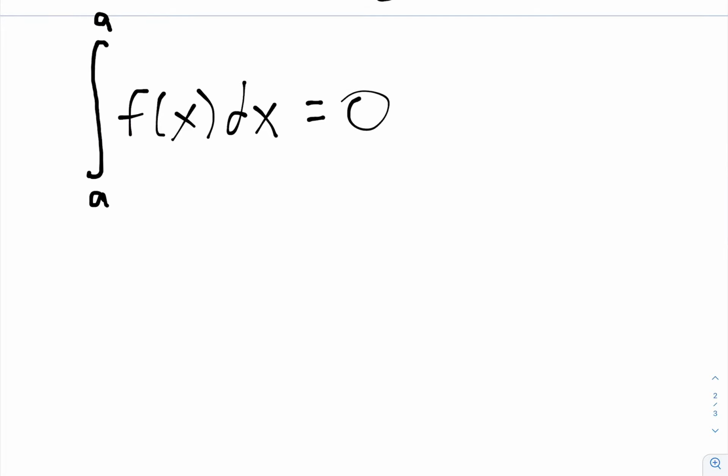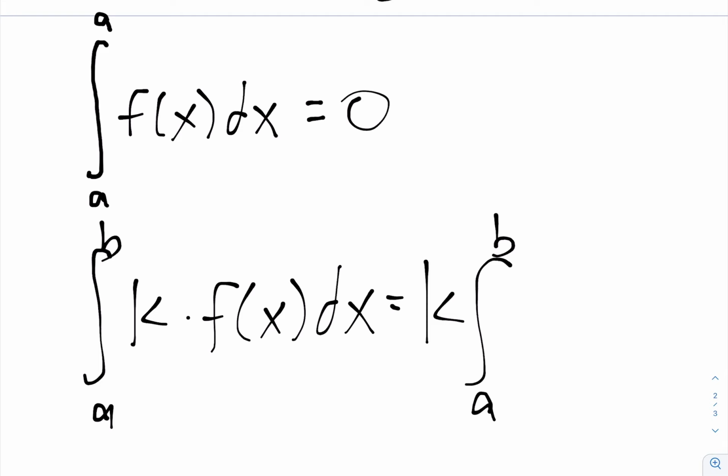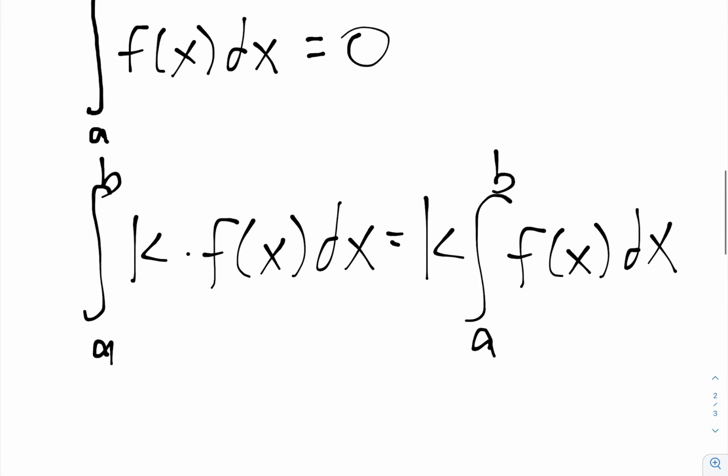Okay, this next one's called the constant multiple rule. It's just saying if we have some integral from a to b of k, some constant, times f of x dx, this is going to be equal to k, that constant, times the integral from a to b of f of x dx. So this basically just means we're factoring out k.